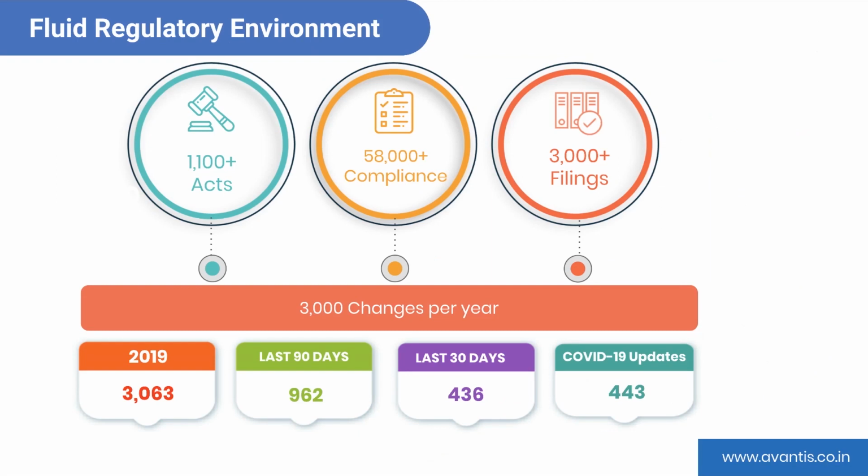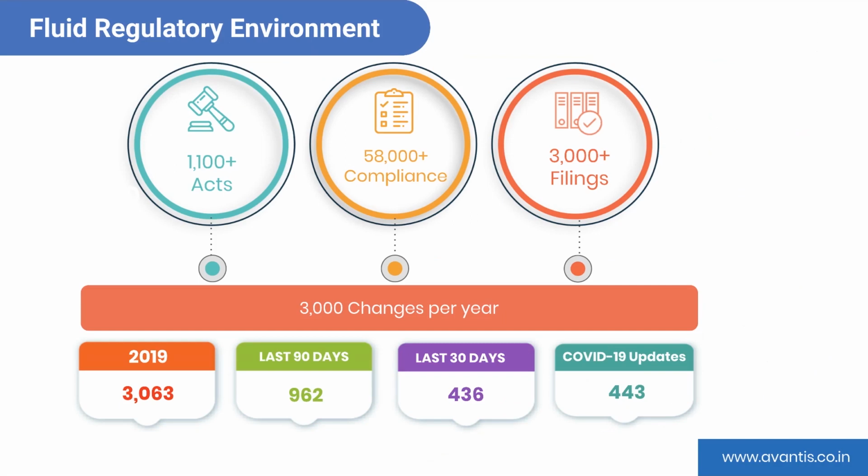These change about 3,000 times a year. So if I were to break down numbers for you further, in 2019, there were 3,063 compliance updates. In the last 90 days, we have already seen 962 regulatory updates. Just in the last 30 days, there are 436 regulatory updates. And guess what? On COVID-19, we are already seeing 443 updates since March 25th of 2020.